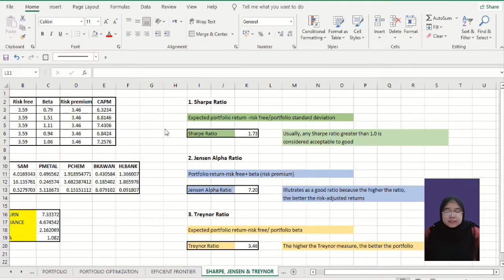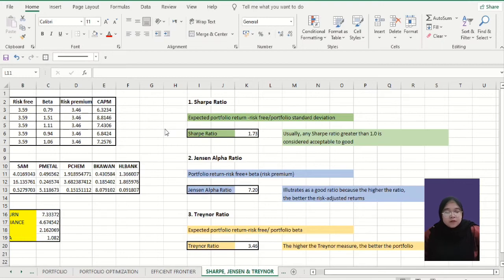The next is about the ratios. I use 3 types of ratio to evaluate the performance of my portfolio. Okay, first is the Sharpe ratio. The value that I got is 1.73. Usually any Sharpe ratio that is greater than 1 is considered acceptable to good. So my value is considered a good one.